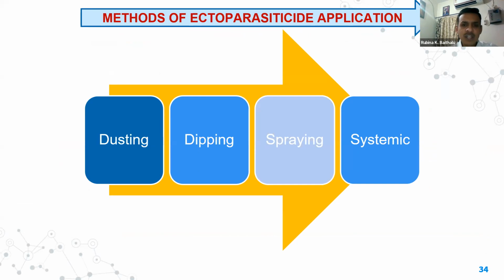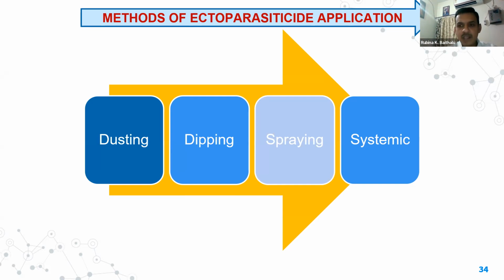Why do we follow the dipping method? Dipping is the best method because every part of the body comes in contact with the acaricide, giving a uniform application. The one disadvantage of dipping is that there is always formation of a gradient. It means there is a gradual decrease in the concentration of the acaricide. So whenever you go for dipping, for every batch you should check the concentration of the acaricide. Spraying is also preferable.